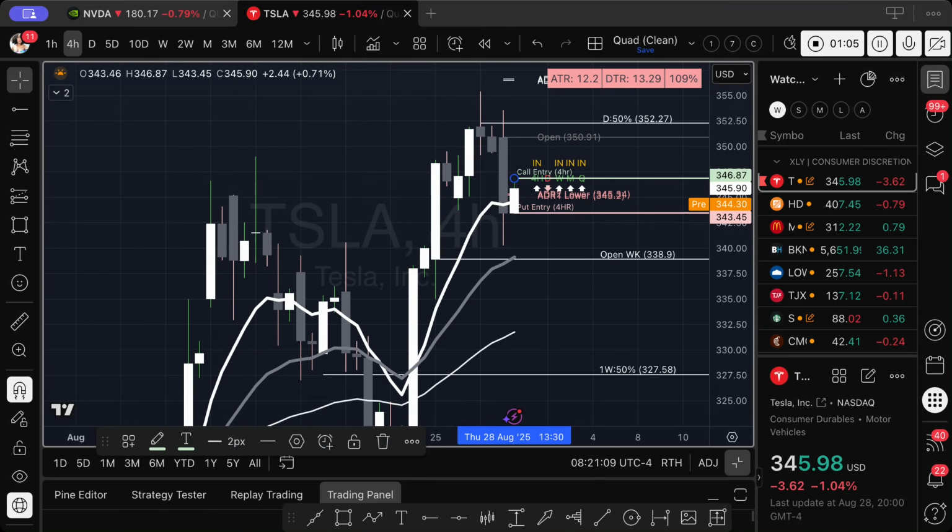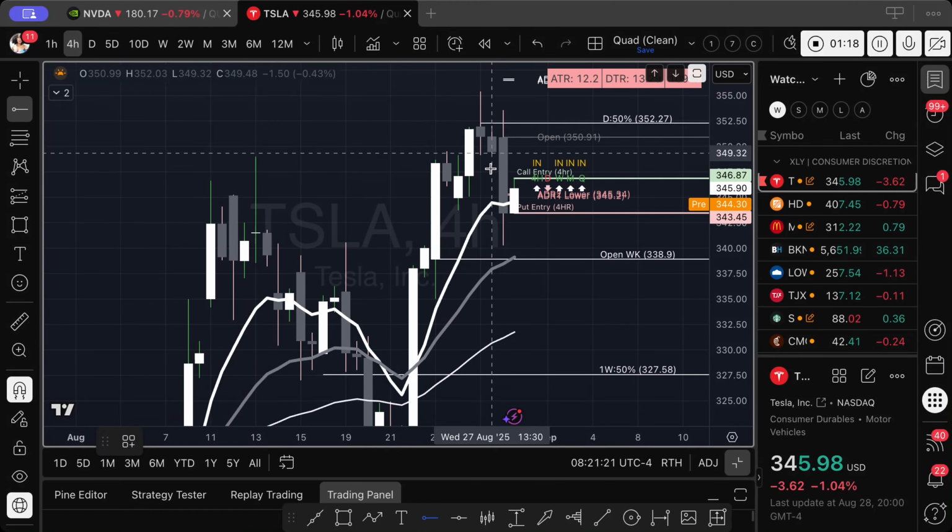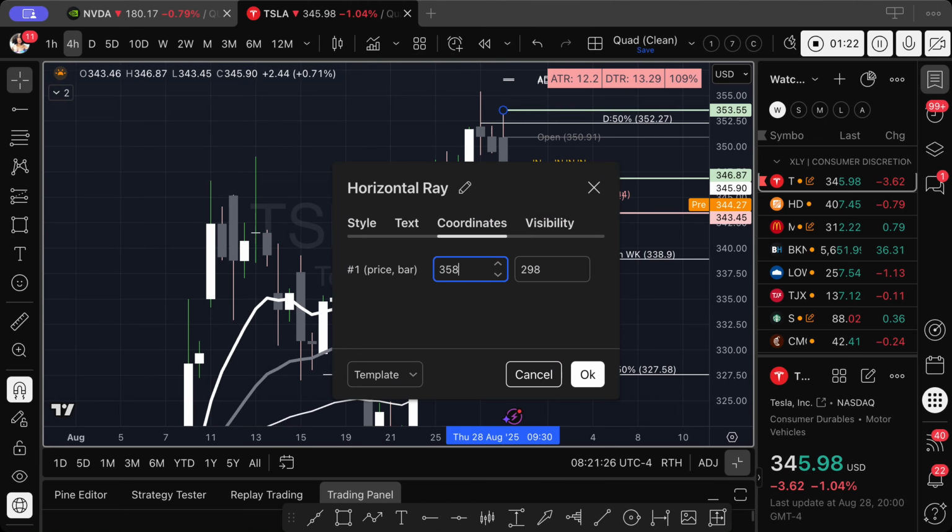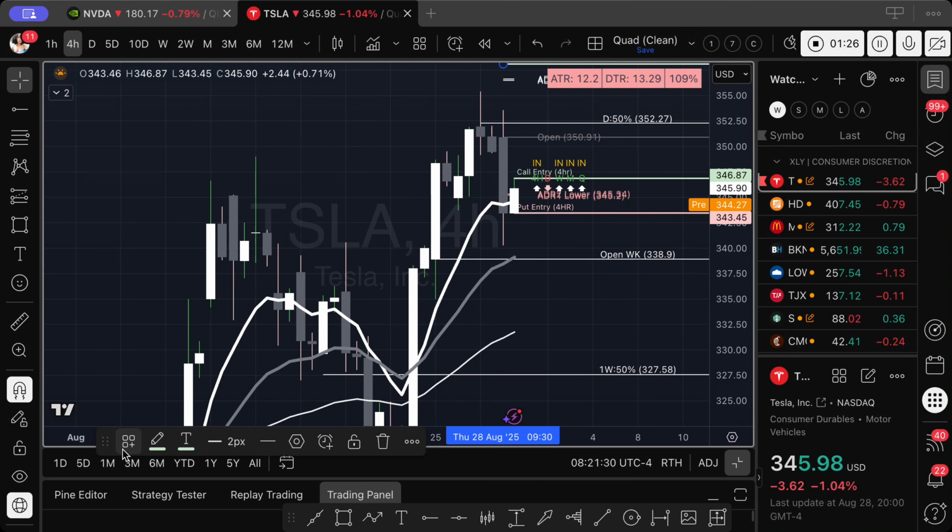So now, of course, we have to figure out what our magnitude is going to be, both to the upside and the downside. This allows us to pick our strike prices accurately. So let's figure out what that's going to be. So to the upside, we're looking at about 358.10. All right, so let's see what we have. And that's going to be our ATR target.